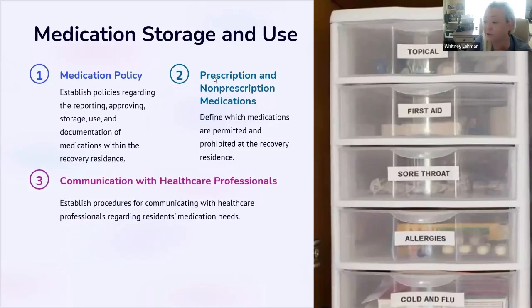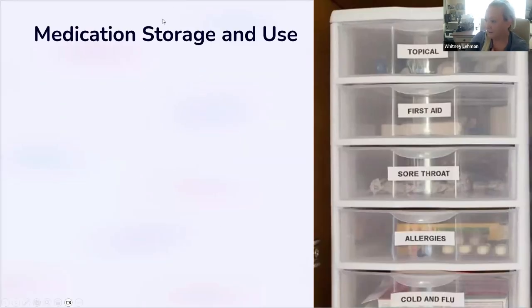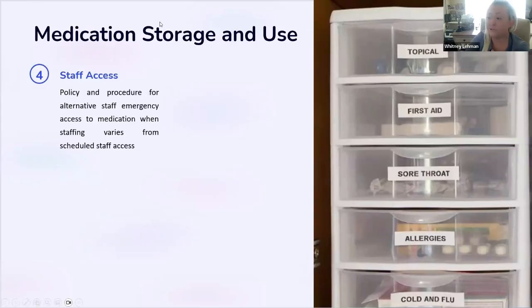We want to establish procedures for communicating with healthcare professionals regarding the residents' medication needs. A policy and procedure for alternative staff emergency access to medications when staffing varies from scheduled access. This is only in the case of medications being staff held. Obviously, if residents are holding on to their medications, there doesn't need to be a separate staff person that has access to them. But if medications are going to be held by staff, there needs to be more than one staff person that has access to them in case of emergency.